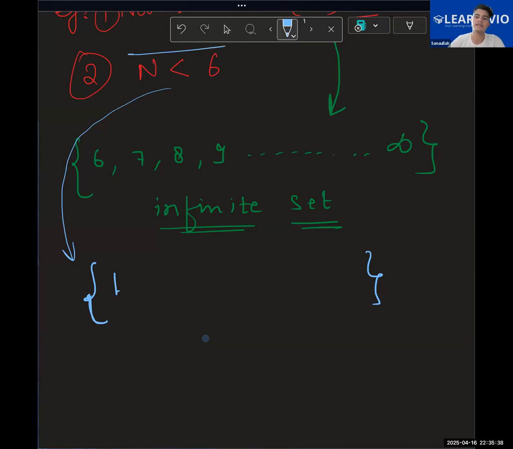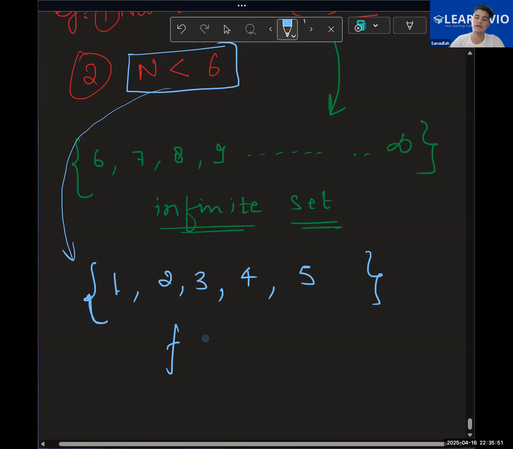But here the condition is that n should be less than 6. So in that case 1, 2, 3, 4 and 5. So this is finite, right? We are not going to some infinite value. So we have to say this is a finite set. Clear?